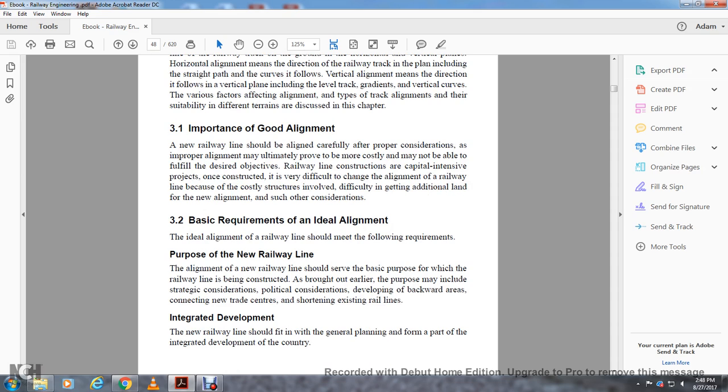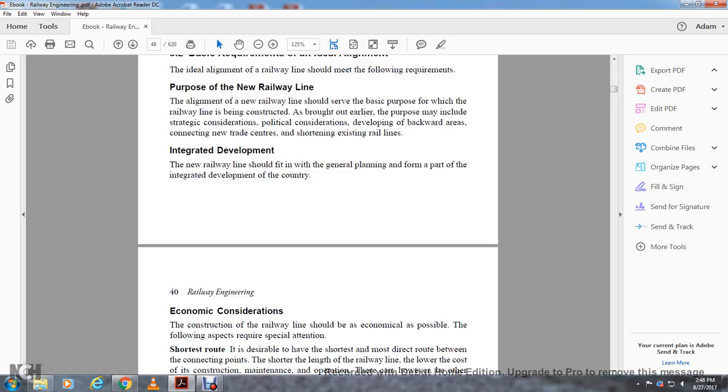3.2. Basic requirements of the ideal alignment. The ideal alignment of the railway line must meet the following requirements. Purpose of the new railway line. The new railway alignment should serve the purpose for which the railway line is constructed. As brought out earlier, the purpose may include strategic consideration, political consideration, developing backward areas, connecting new trade centers, or shortening existing rail lines. Integrative development. The new railway line should fit with the general planning, as part of the integrative development of the country.